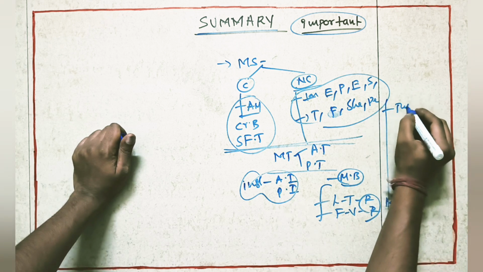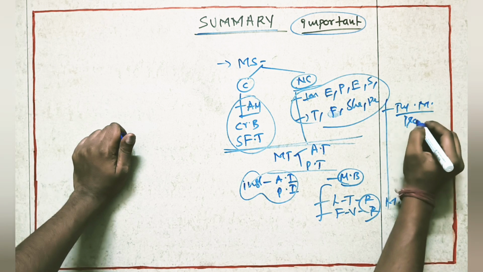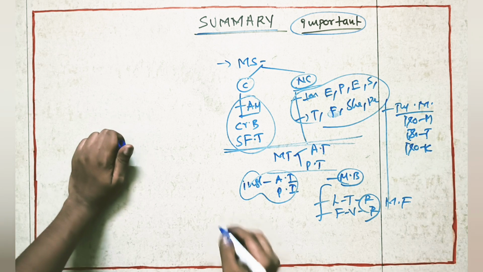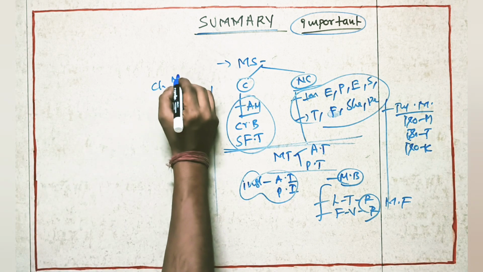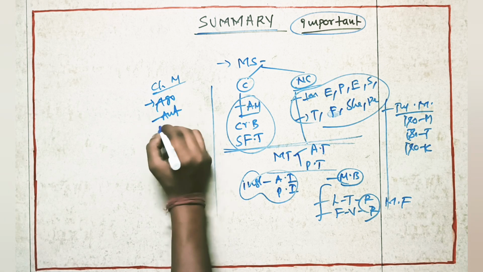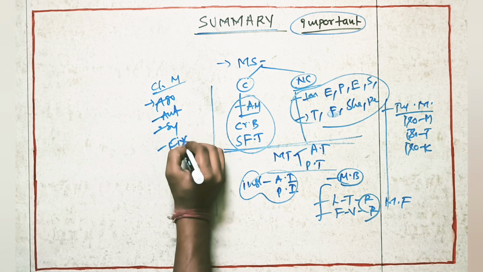After that we saw types of muscle contractions. Here we have isometric, isotonic and isokinetic. These types we saw. After that we saw classification of muscles. Here we know the agonist muscles, antagonist muscles, synergist muscles and fixator muscles.